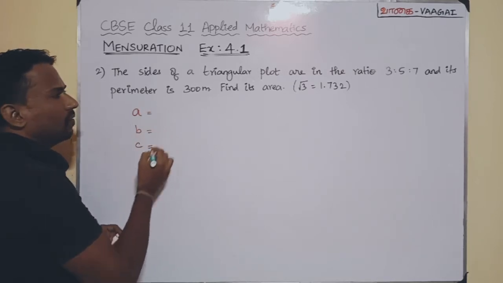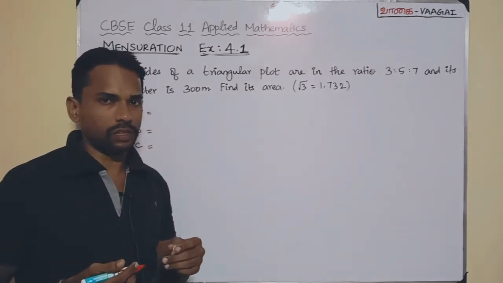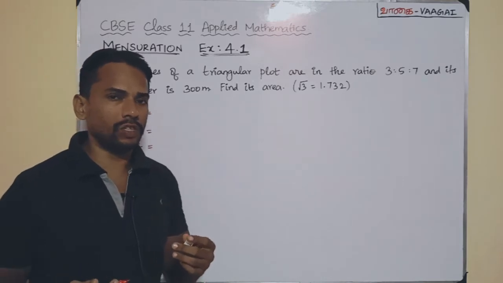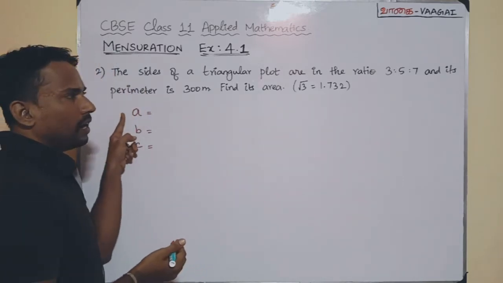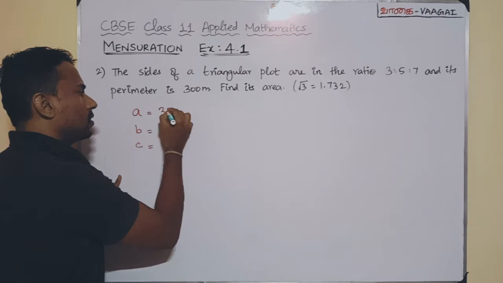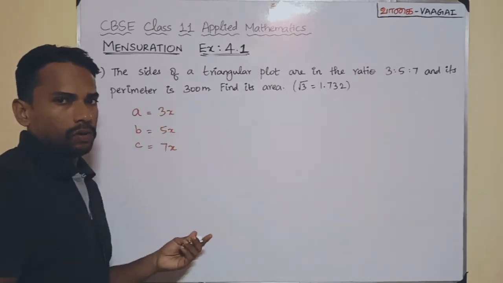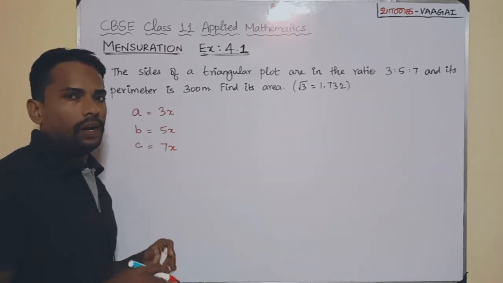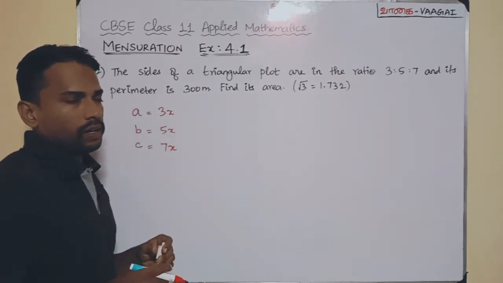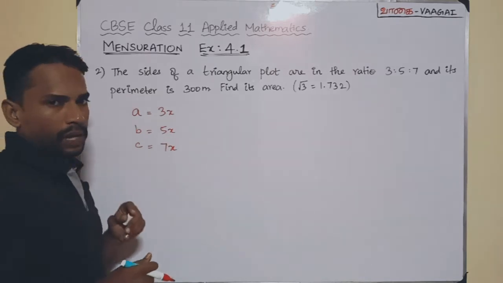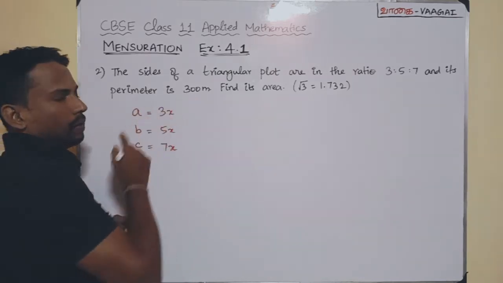Note that we are given the ratio of the three sides, 3:5:7. So in that case, let me take the three sides to be 3x, 5x, 7x, where x is some multiplier constant. And now we need to find the area, correct? And in between, we also have the perimeter is given. The perimeter is 300 meters, that is given.